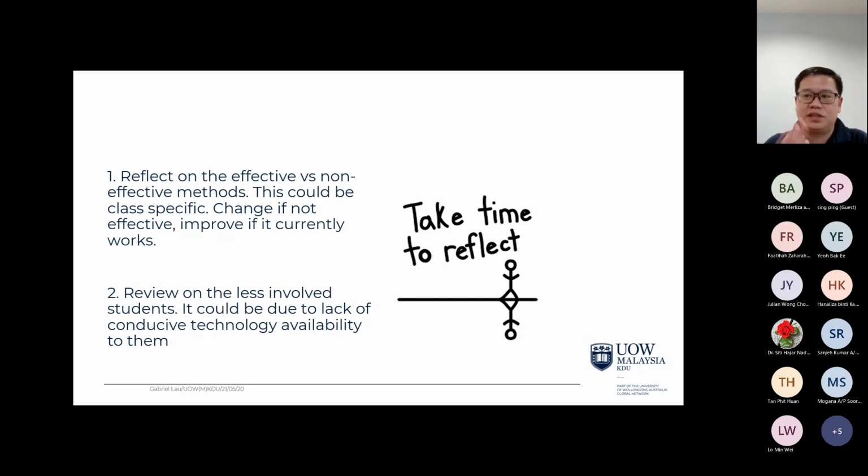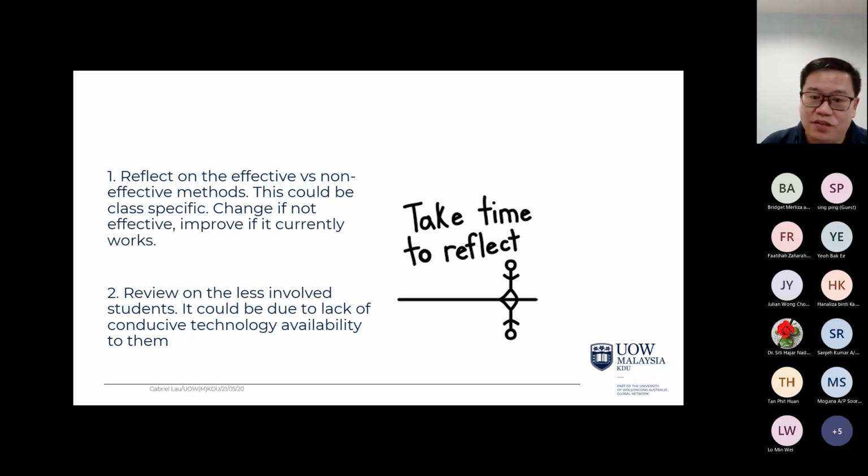Okay, so this is important. Review on the less involved students. Some students are less involved. Why? Could it be because they do not have conducive technology? The technology is not there for them, or the technology doesn't encourage them to learn, okay? Or maybe their general environment.